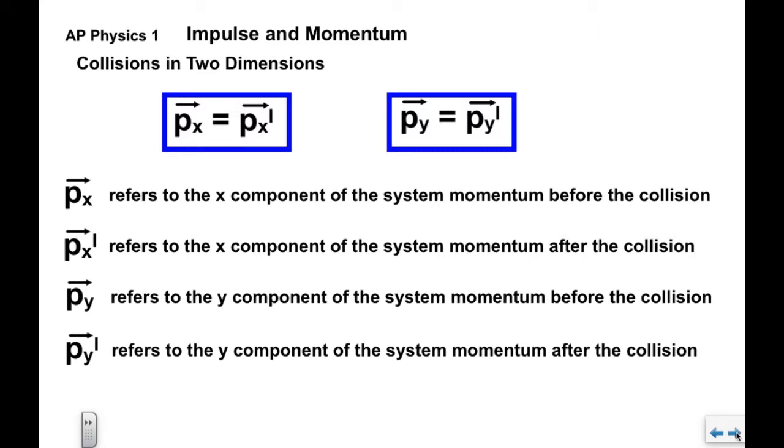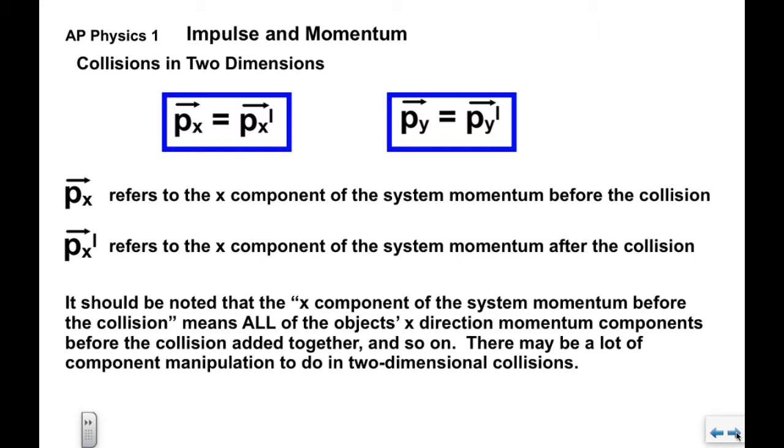Note the repetitive nature of system momentum. We went over this in one dimension. We reiterate it in two dimensions, that when we say system momentum, it means all of the objects' x direction momentum components added together. Okay, so there may be a lot of component manipulation to do in two-dimensional collisions. Px prime would indicate each of the objects in the system's x component of its momentum after the collision added up. So we'll hit that pretty hard.